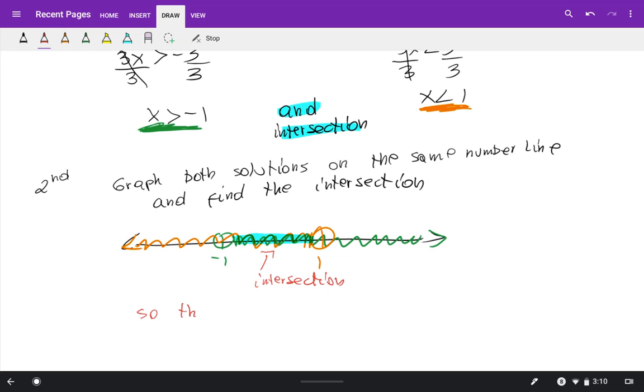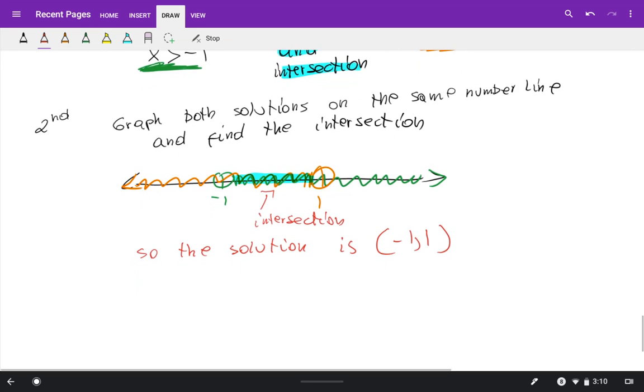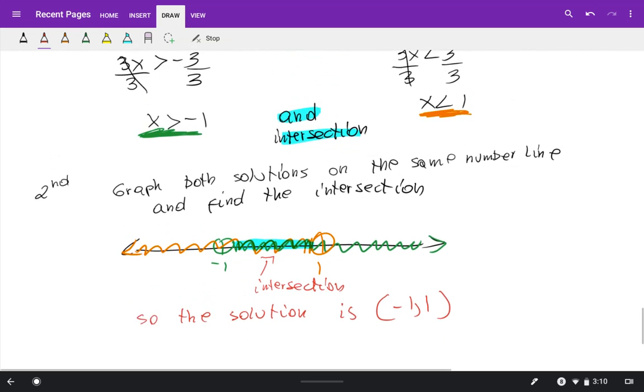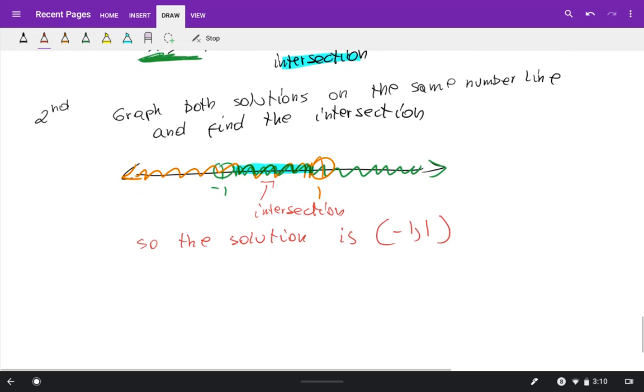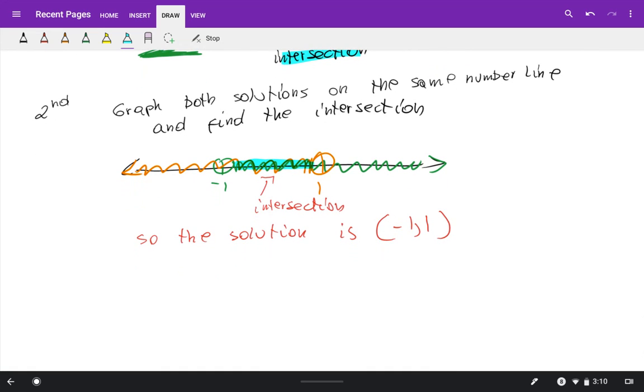So the solution is parenthesis -1 comma 1. So that's the interval from -1 to 1. So that's how you solve combined inequalities. Just rewrite as two inequalities, solve each inequality, graph them together, and look for the intersection of the graphs, and that's going to be the solution. Okay, the interval from -1 to 1.